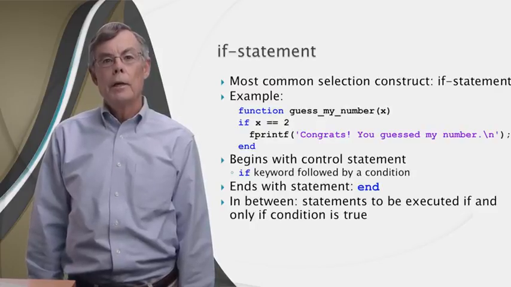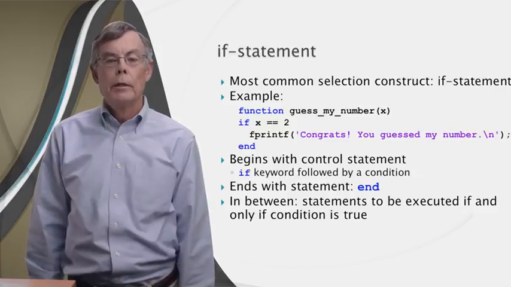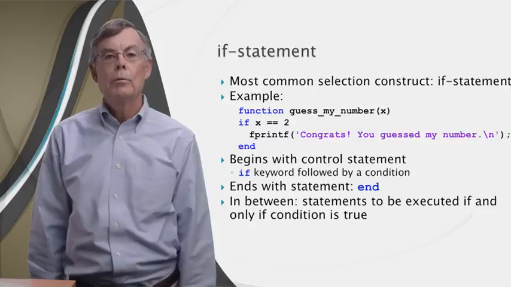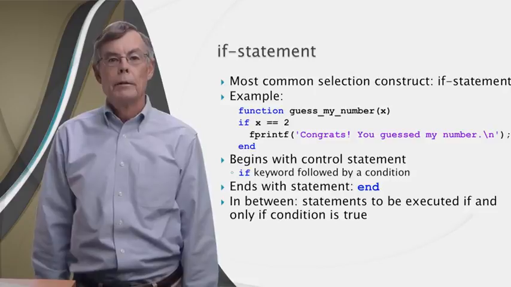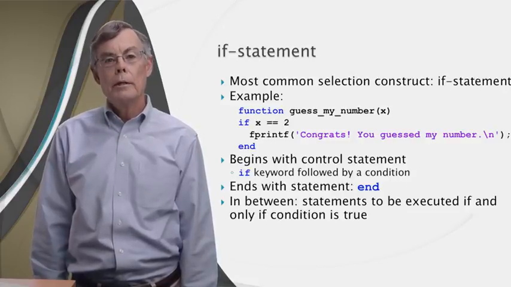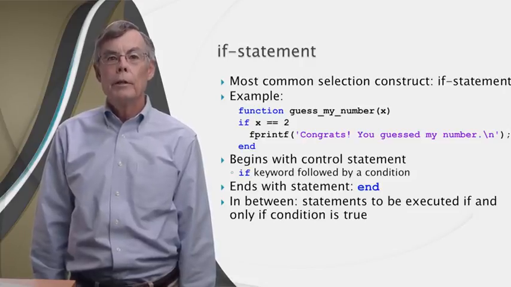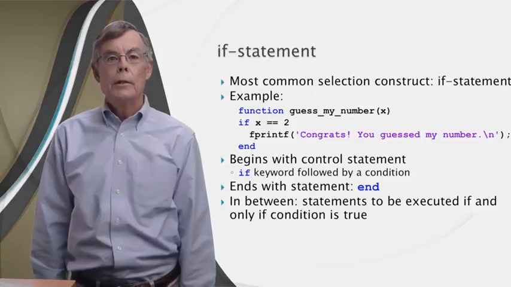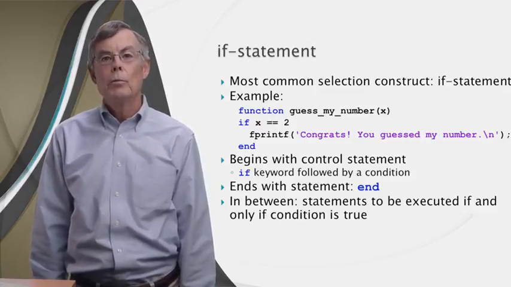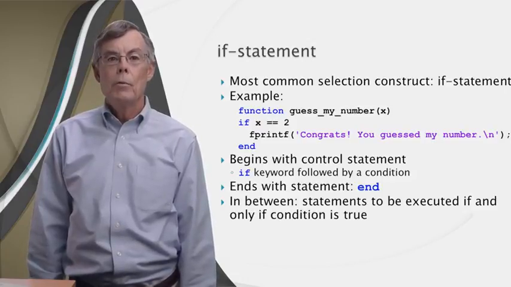Let's introduce it with an example. The guessMyNumber function is a single if statement. It starts with the if keyword, followed by the condition x == 2. This pair of equal signs is a new operator. It means equal to, or is equal to. The statement that follows the line with the if keyword will be executed if and only if this condition is true. In this case, if and only if x equals 2. The if statement is terminated by the end keyword.